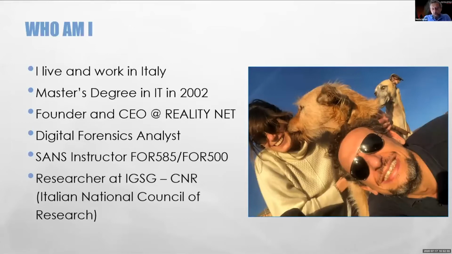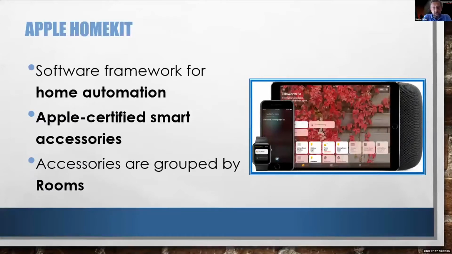So what we did basically is we tried to study a bit the Apple HomeKit. What is the Apple HomeKit? It's a software framework for home automation, where basically you can add to your home various types of Apple certified smart accessories. And these accessories can be grouped by rooms. They can be lights, they can be sensors of various types.